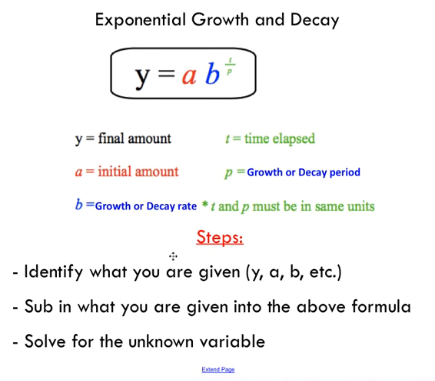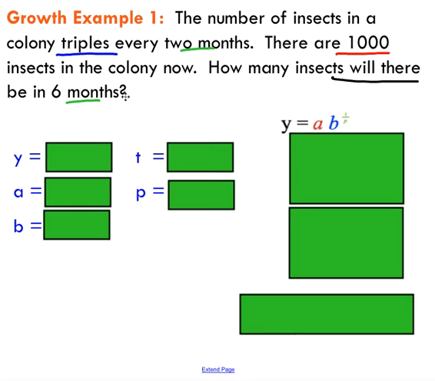So some steps. This goes for all problem solving questions. Always start by identifying what you're given. If you have to write it out in a list, feel free to do that. You're going to see me do that in this video. And then identify what you need to solve for. You're going to substitute what you're given into this formula, and then you're going to solve for the unknown variable. You're going to do this using some of the algebra strategies that we've looked at in this unit. All right, so let's look at an example.